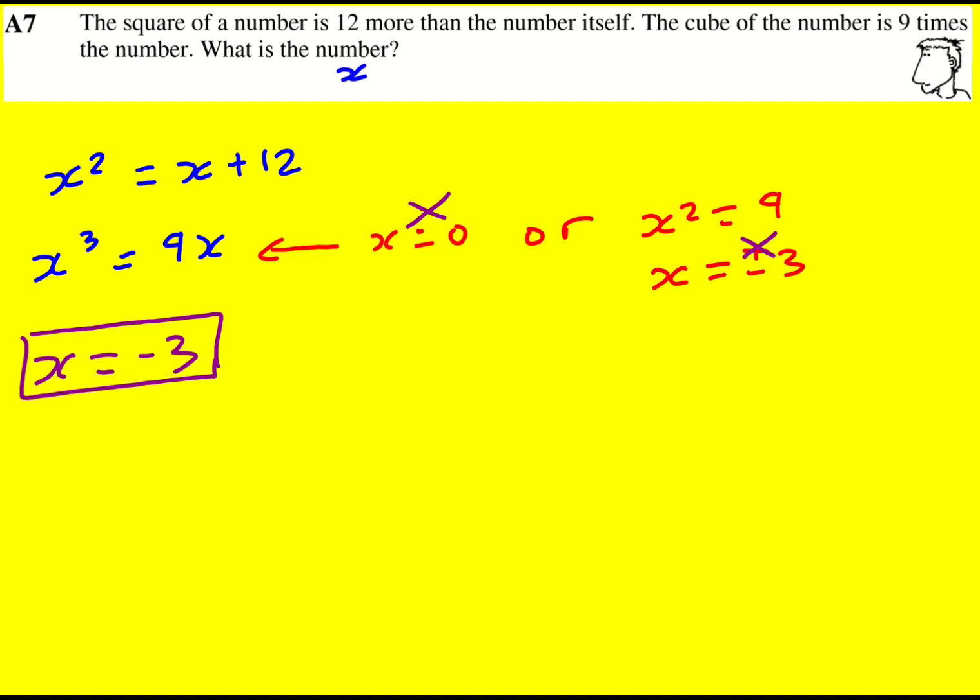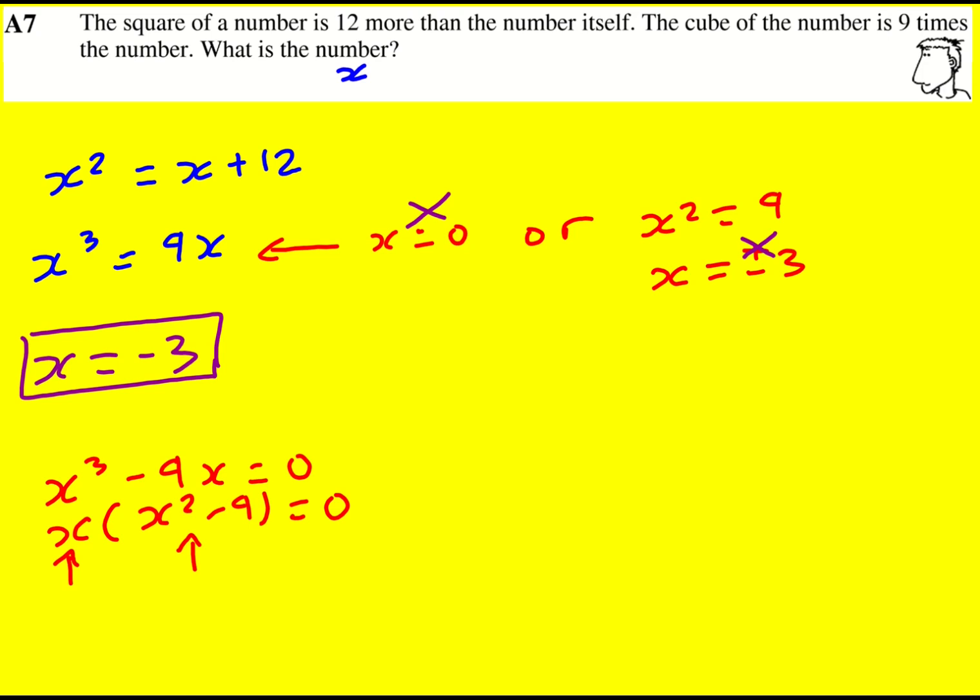I'm going to talk about a few other ways to do this question. First of all, instead of dividing through by x, I could have done x cubed minus 9x equals 0 and factorized this expression, x times x squared minus 9. Now, you may not have covered solving quadratics and even cubics yet, but I'm going to talk a little bit about it. Two things are being multiplied to give 0. It must be that either this is 0 or this is 0.